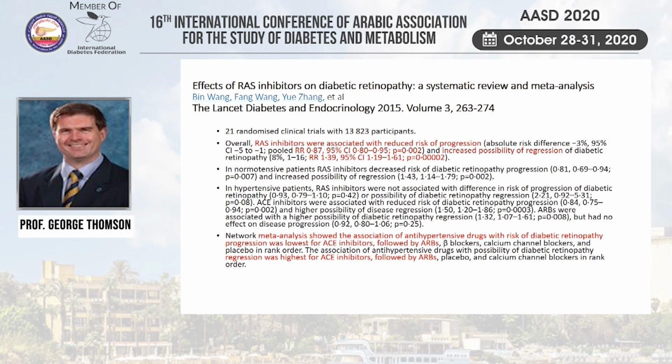In this systematic review and meta-analysis, it is noteworthy that the association of the use of blood pressure lowering drugs showed that the greatest benefit was for ACE inhibitors, followed by ARBs in terms of progression of diabetic retinopathy, and for regression was similarly highest for ACE inhibitors, followed by ARBs.